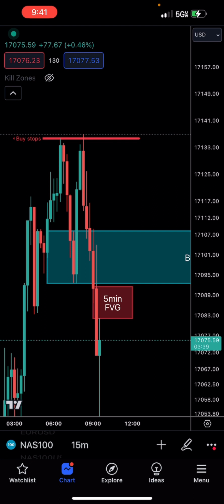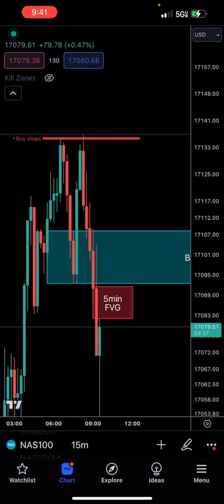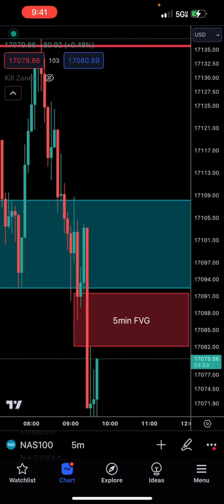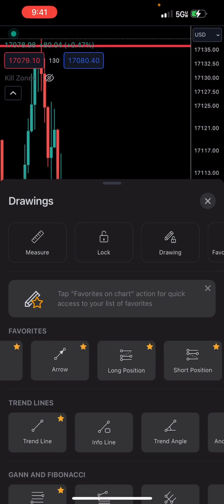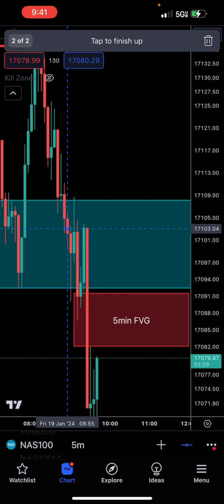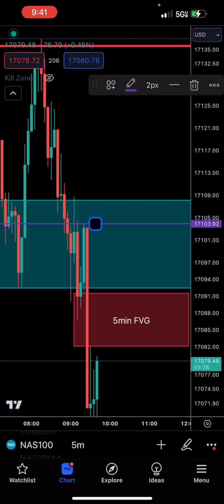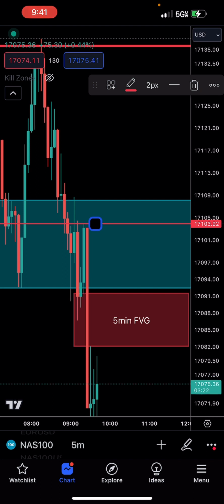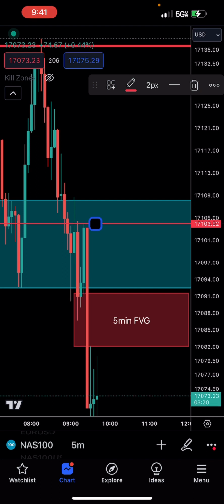Price is starting to come up. And since price is coming up, I want to put a horizontal line on where the stop loss will be for that 5-minute fair value gap. Why? Because we don't want to see price get over this line.